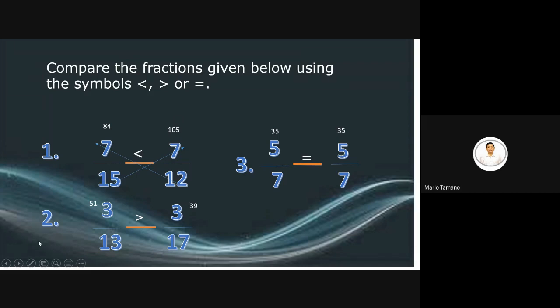Naintindihan? Next, number 2. Alin mas mataas, 13 or 17? 13 po. Sa denominator tayo tumingin. So, mas mababang denominator, mas greater daw ang fraction. So, 3 over 13 is greater than 3 over 17. And of course, number 3, both numerators and denominators are equal: numerators parehong 5, denominators parehong 7. Therefore, the equality symbol, equal po ang ating ilalagay.